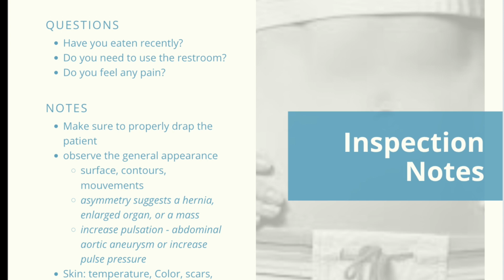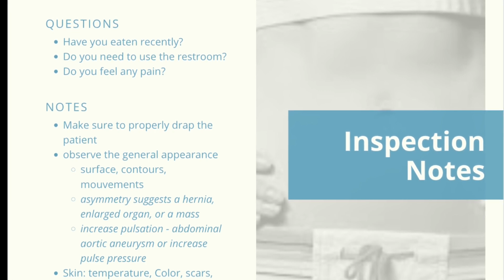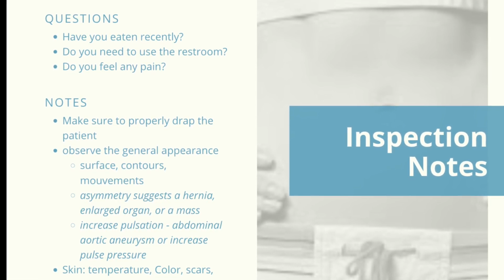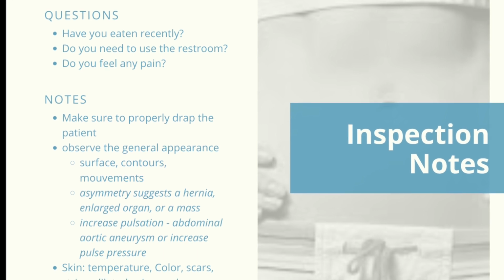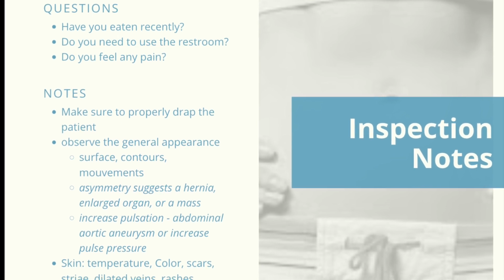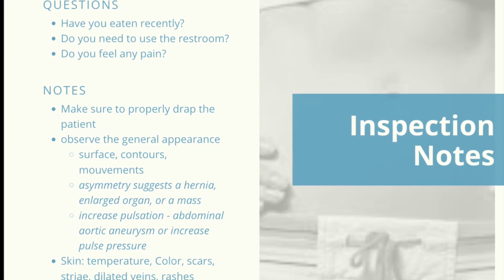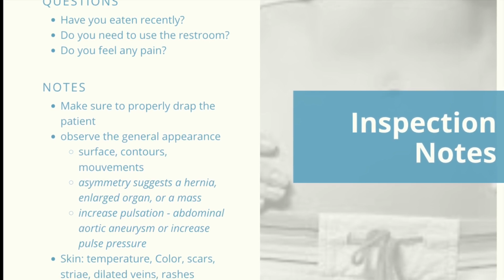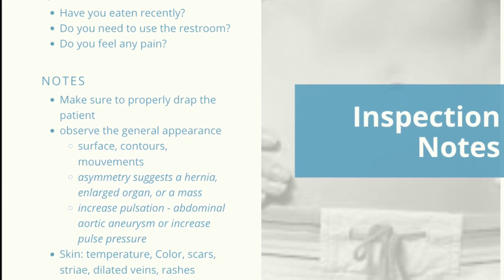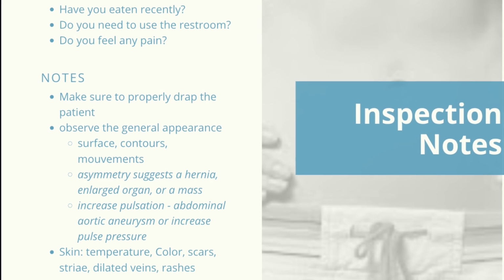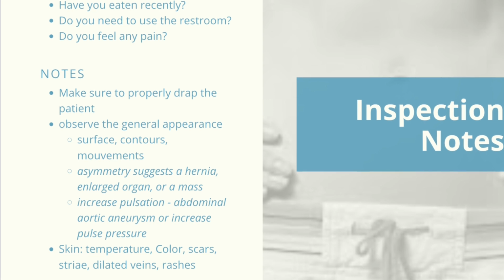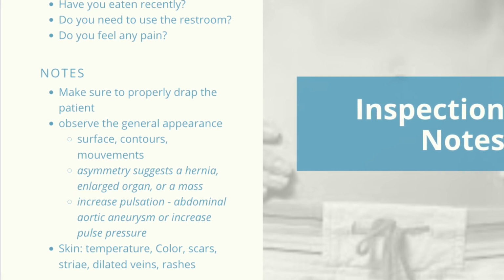Upon inspection, you can ask if the patient has eaten recently, if he needs to use the restroom, if he feels any pain, and also what you can do to make him feel more comfortable. You should make sure to properly drape the patient and observe the general appearance, the surface contours, and the symmetry, which may suggest a hernia or a large organ. And in the skin, you should check the temperature, color, scars, dilated veins, and if you see any rashes or striae.